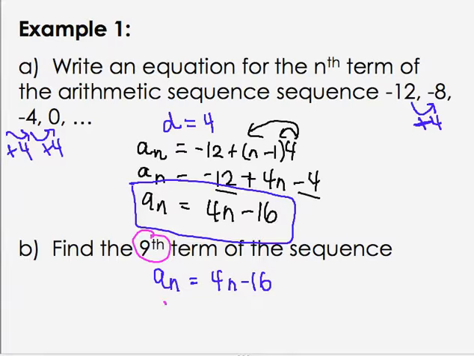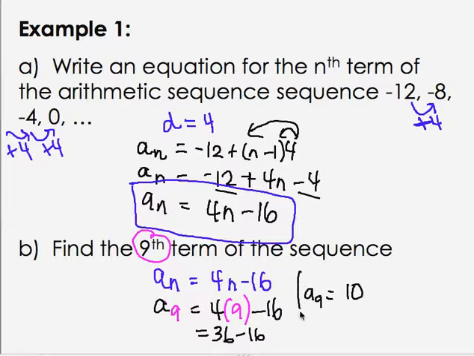So now I have a sub 9, right? A sub 9 is going to be equal to 4 times 9 minus 16. Substitute in 9. 4 times 9 minus 16. Okay, and then we just do that math, right? So 4 times 9 is 36. Minus 16 is going to give us 10. So now we know that the ninth term, or a sub 9, is equal to 10 in this sequence.